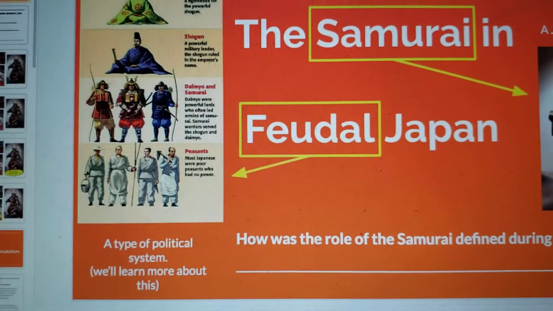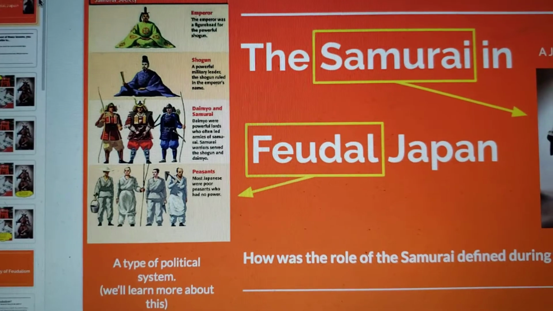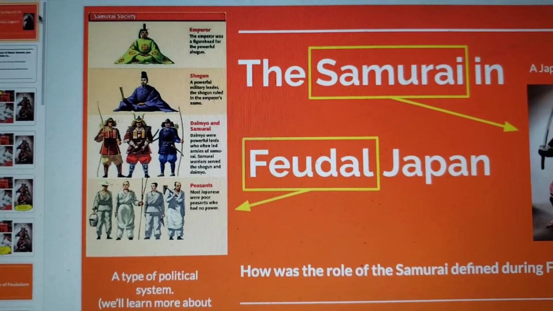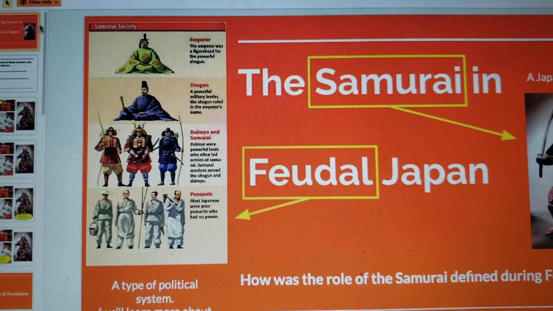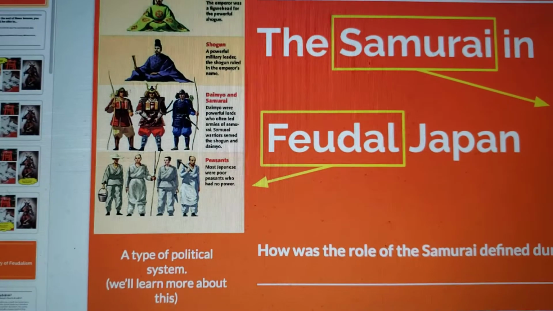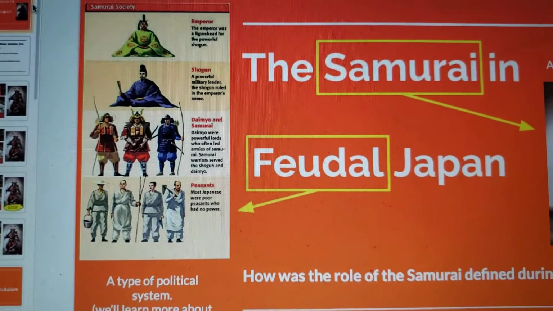Then we have the daimyo and the samurai. All right, they were powerful lords who often led armies of samurai. Samurai warriors served the shogun and daimyo. And then at the bottom here, we have the peasants. Most Japanese were poor peasants who had no power.